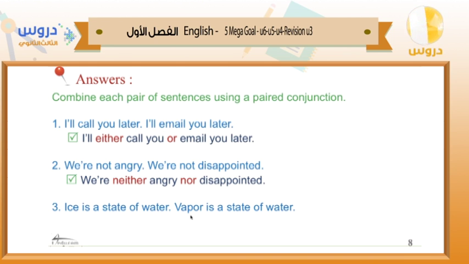Number 3, ice is a state of water, vapor is a state of water. So what do you think the correct correlative conjunction is here? Both ice and vapor are states of water. If you notice here, we use the verb are, the plural form, because here we use both and, okay?